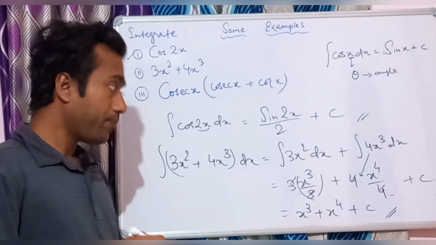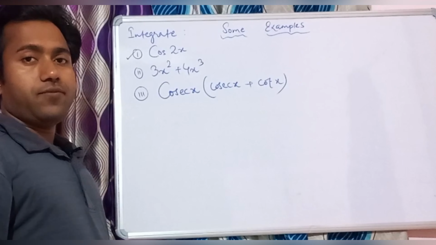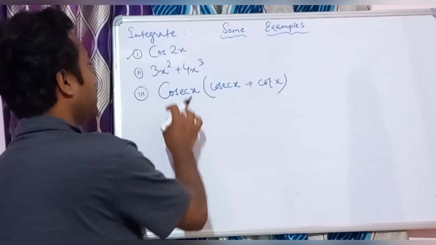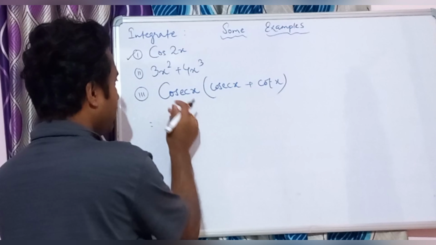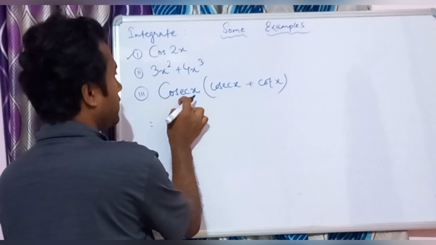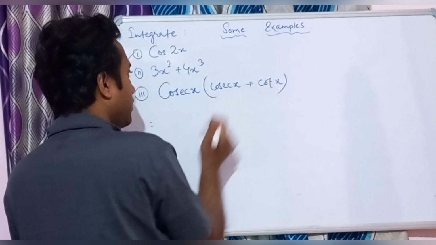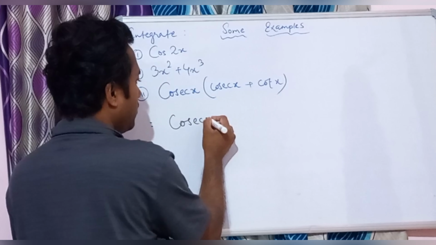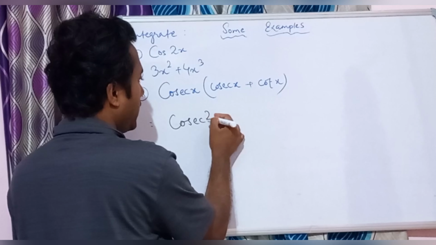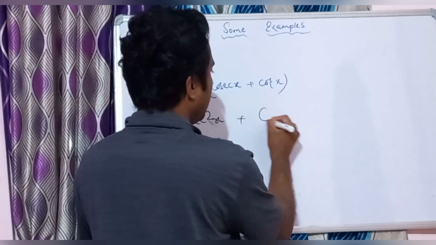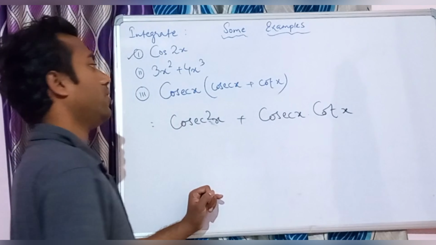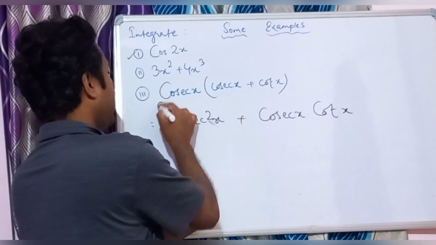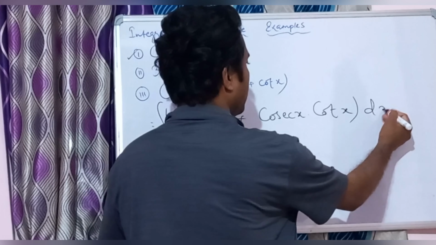Now it's time for the last question. Third number is cosec x into cosec x plus cot x. First of all we multiply this cosec x with both the terms, so we will have cosec square x plus cosec x into cot x. And we do the integration of course.